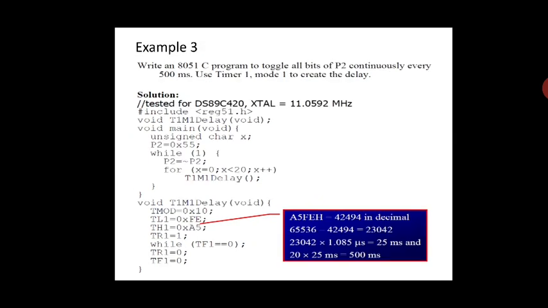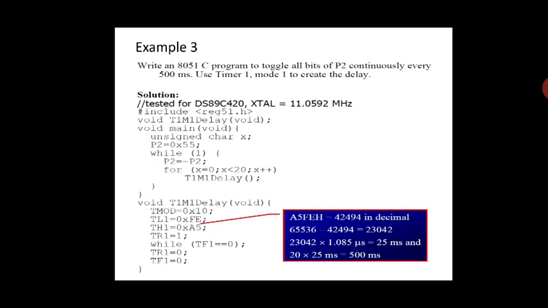Let us move to one more program, to generate toggling bits at port P2 continuously every 500 milliseconds, using timer 1 mode 1 to create the delay. Now this is the program, in which we are using port P2. Let us move to the program part. I hope the initial three lines are very clear.